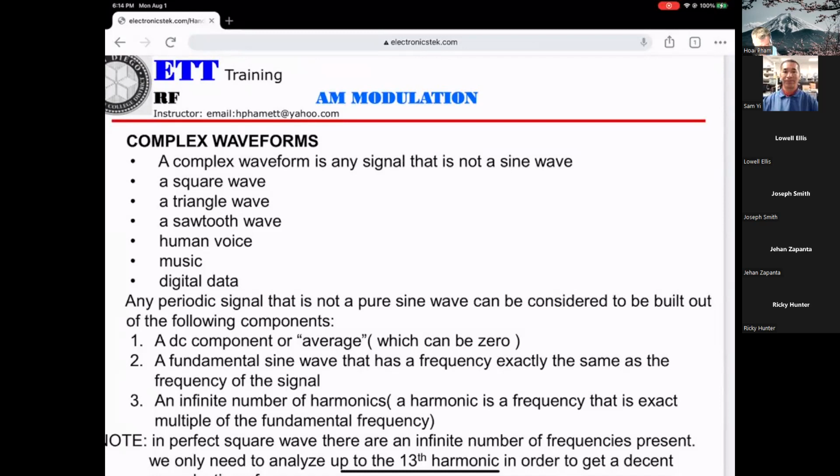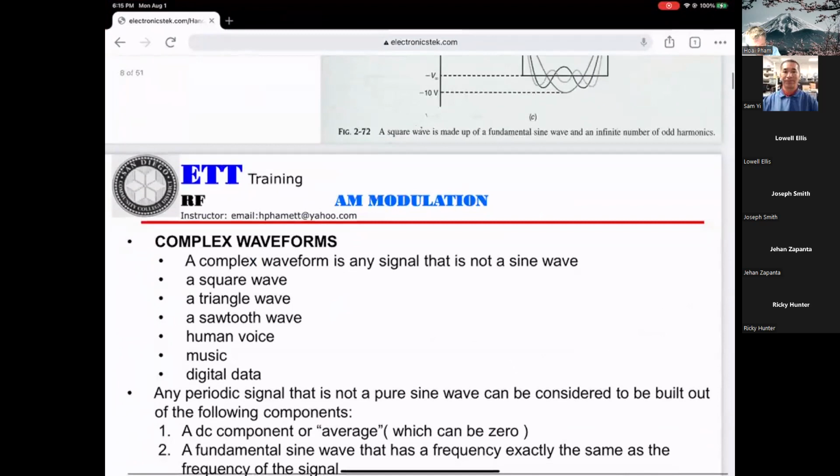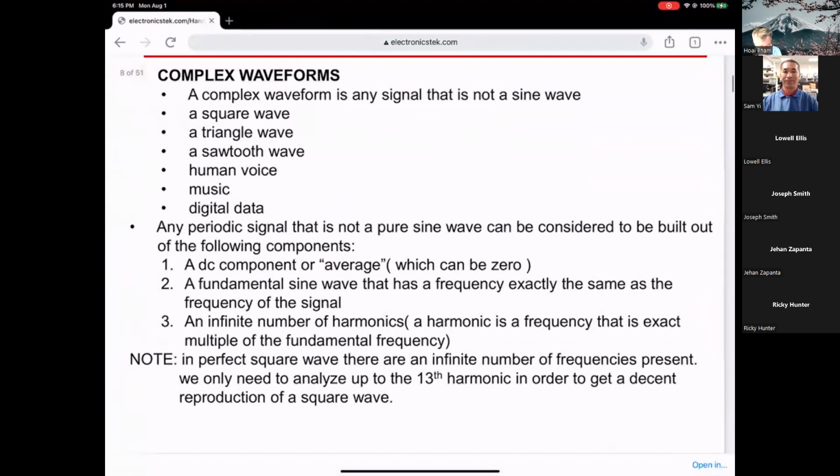You get a note. In a perfect square wave, there is an infinite number of frequencies present, but we only need to analyze up to 13 harmonics in order to get a decent reproduction of a square wave.